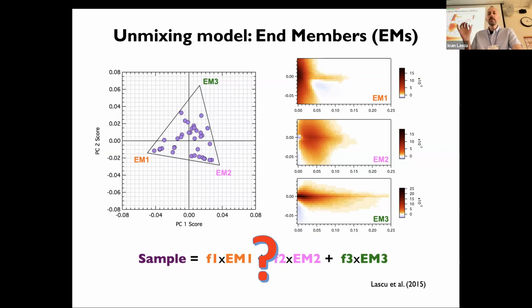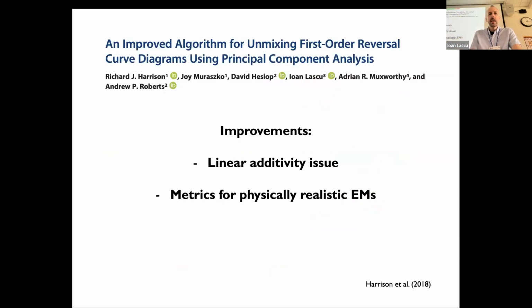Okay, so we knew going into this that we had to do more work, but we went ahead and published this method, and then came back 3 years later with an improved algorithm for unmixing using FORC-PCA, in which the two improvements were addressing this linear additivity issue and coming up with metrics, more objective than just user experience, for determining physically realistic end members.